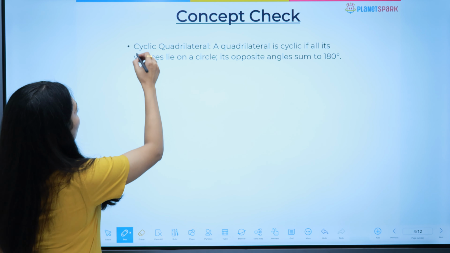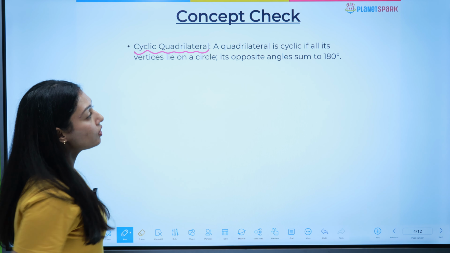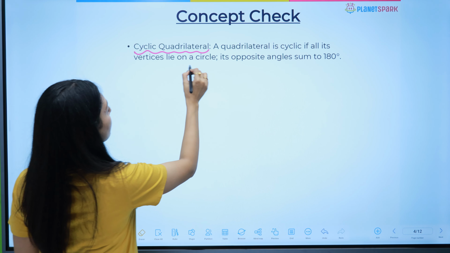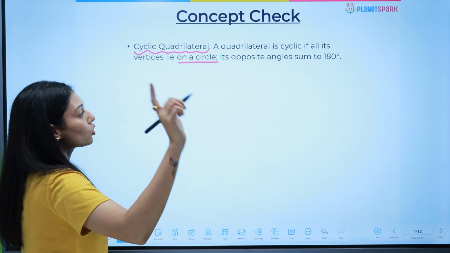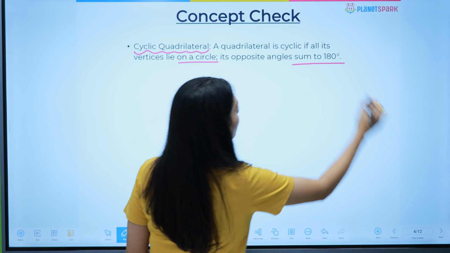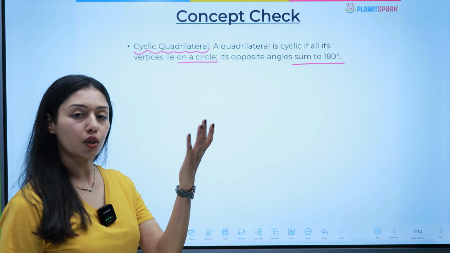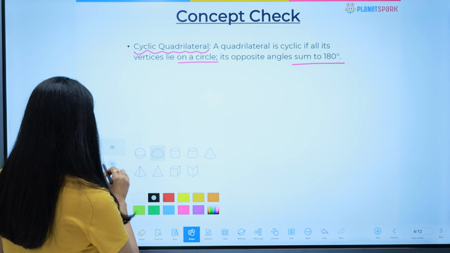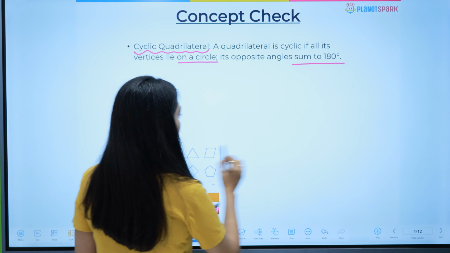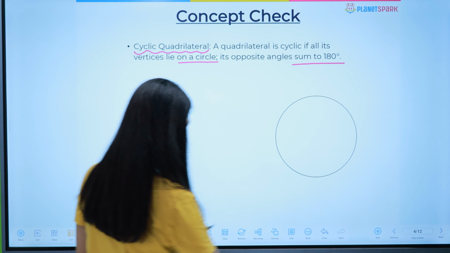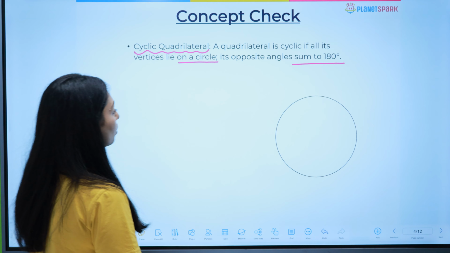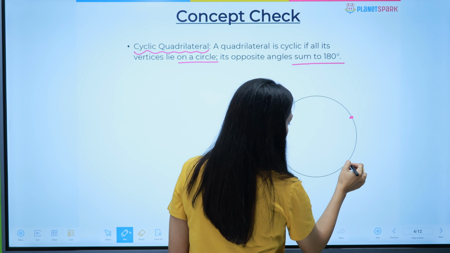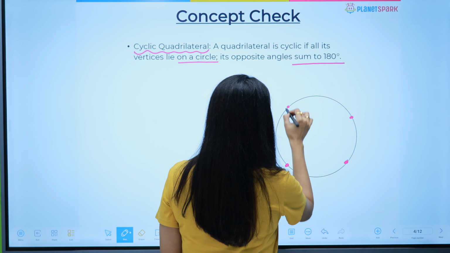Cyclic quadrilateral. A quadrilateral is cyclic if it has all its vertices on a circle and its opposite angles sum to 180 degrees. Very important property. Okay, let's see how we can prove it. So what do we need here? A circle. Then, let's have a circle here. Then we need a quadrilateral such that all four vertices are on the boundary of the circle.